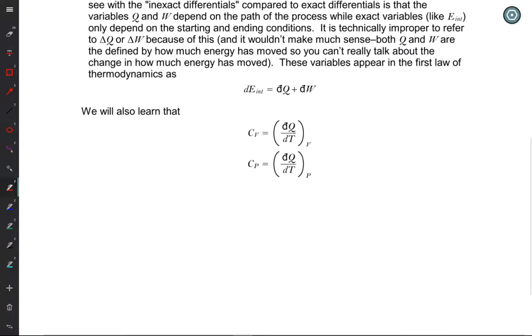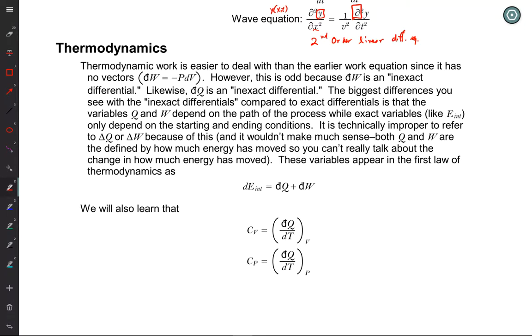Thermodynamics will have some inexact differentials. Heat, you probably don't know right now, but heat is the amount of energy that's transferred. It's a transfer. You don't have a change in transfer. It doesn't make sense. And so that's why it has the d with a slash through it, because it doesn't quite make sense.